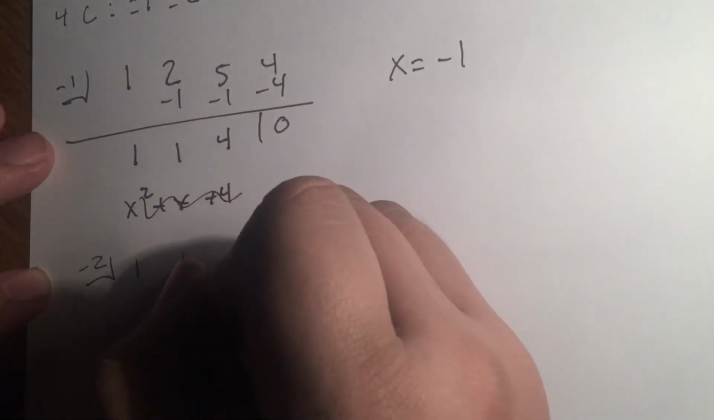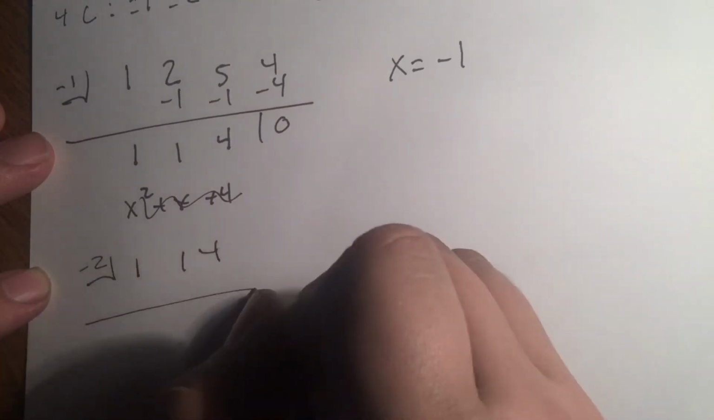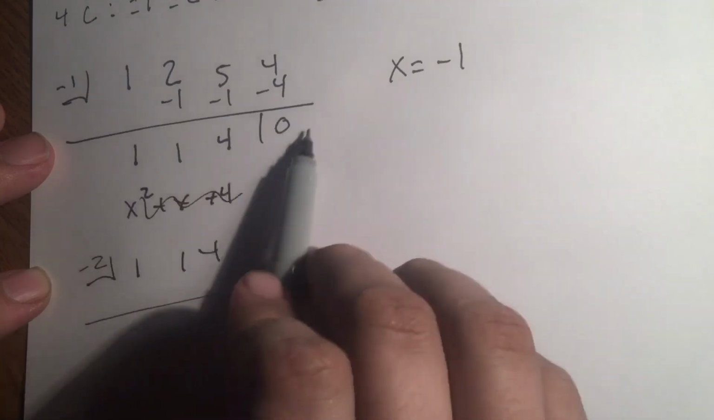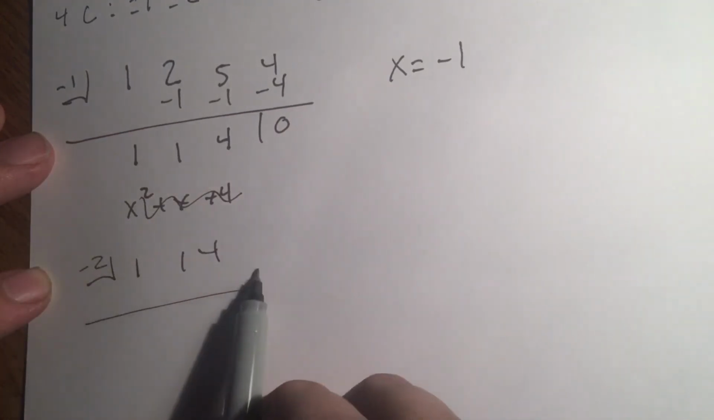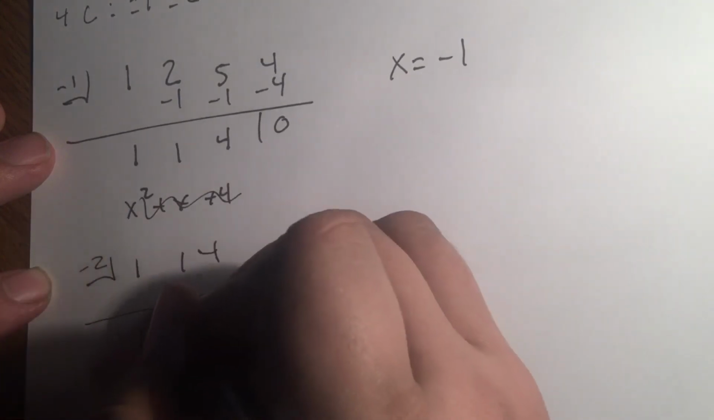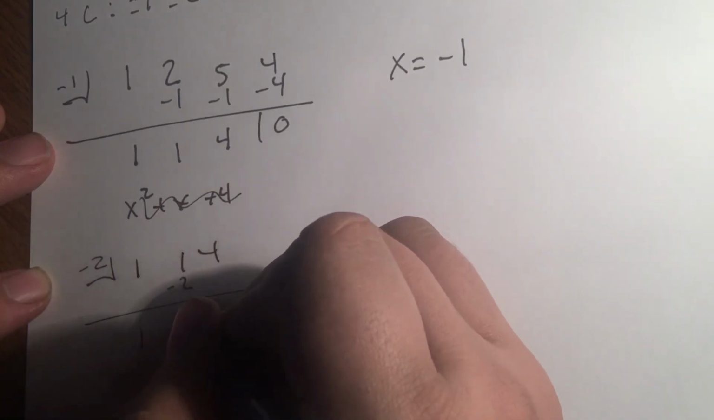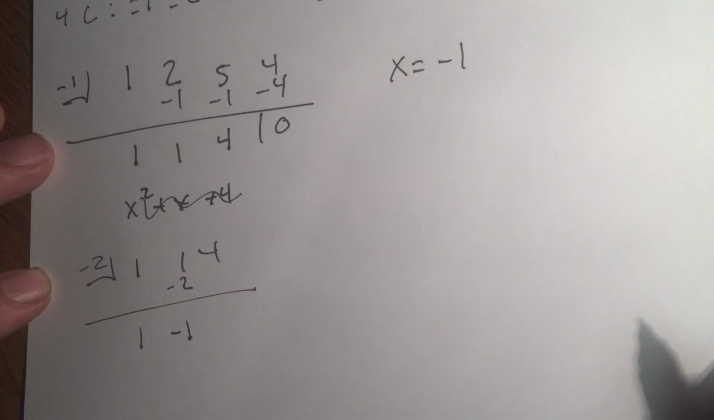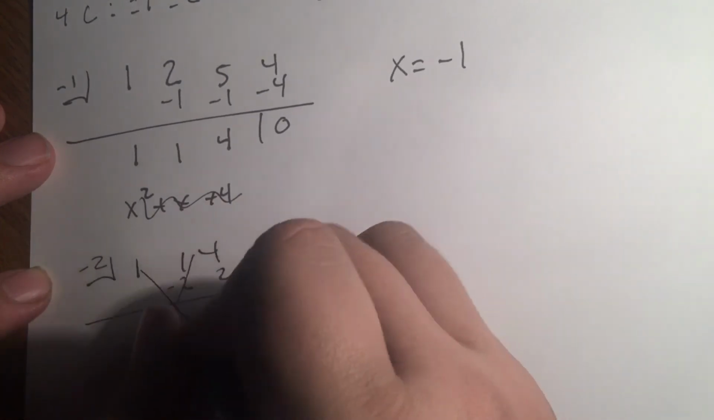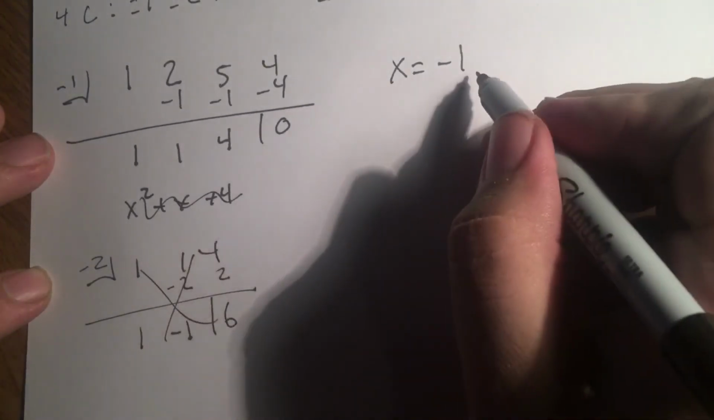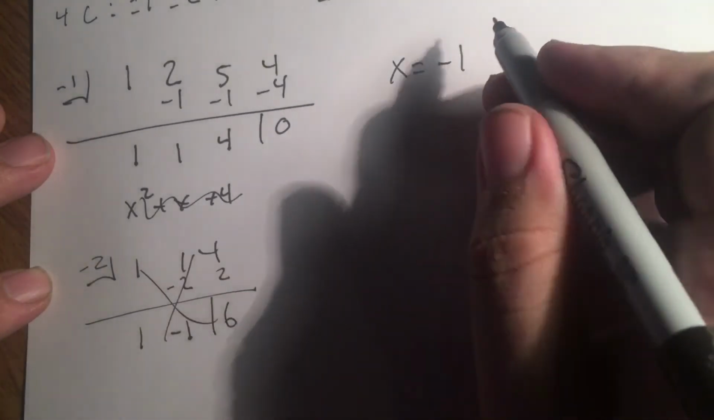So 1, 1, and 4. We already got one solution, so we don't need to put them all in. We can just put that quotient in for our numbers. So 1 times negative 2 is negative 2. 2 and negative 2 is 1. Negative 1, negative 2 is positive 2. We get 6. So obviously that doesn't work. So one of them is x equals negative 1.